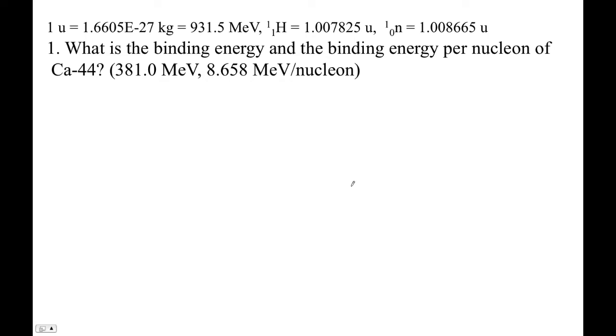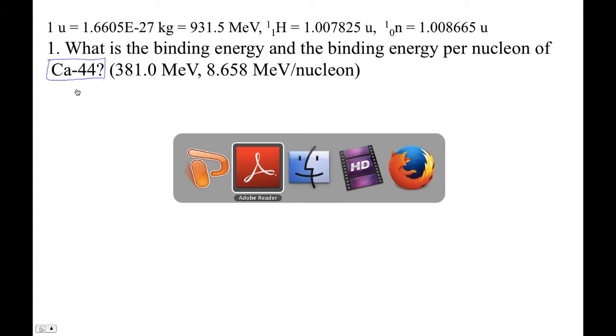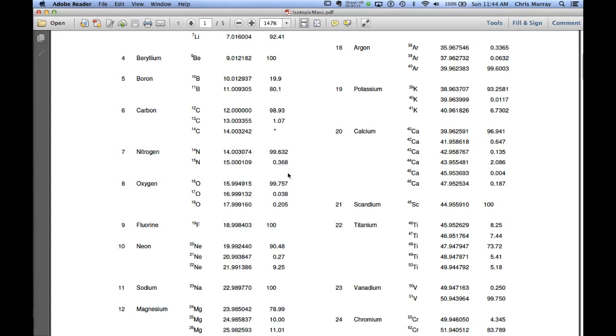Alrighty, so what is the binding energy and the binding energy per nucleon of calcium-44? The first thing we have to do is look up calcium-44. I'm going to give you this reference. Calcium-44 is right here. Notice that it's element 20. You'll need to know that. Here's 44, and its mass is this number here.